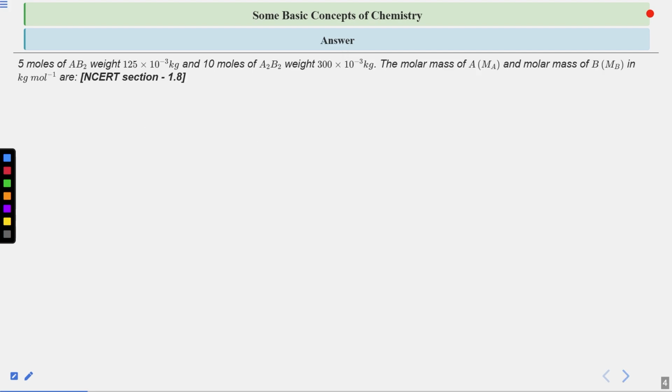The question is saying that we have 2 compounds which are AB2 and A2B2. AB2 has 5 moles, and this 5 moles of AB2 has a mass of 125 into 10 to the power minus 3 kg. Similarly, A2B2 has a weight of 300 into 10 to the power minus 3 kg, where the number of moles is 10. You have to calculate the molar mass of A and B.